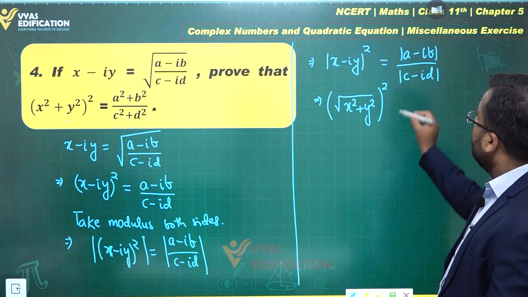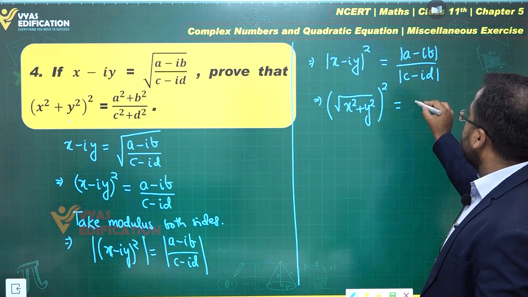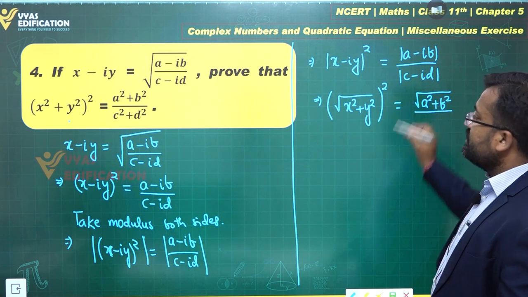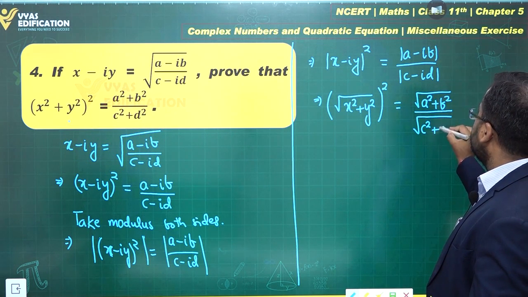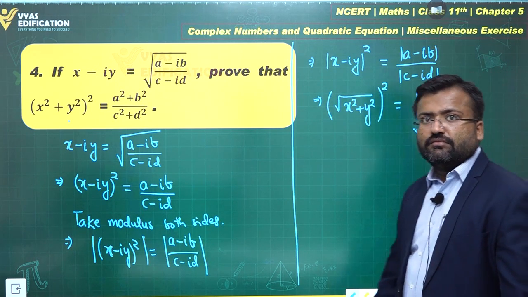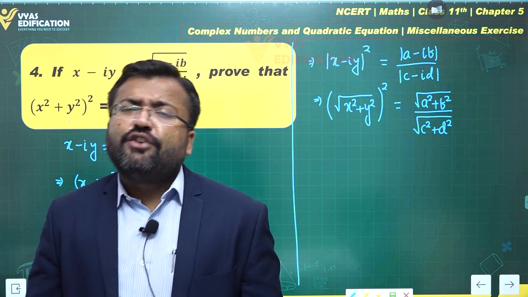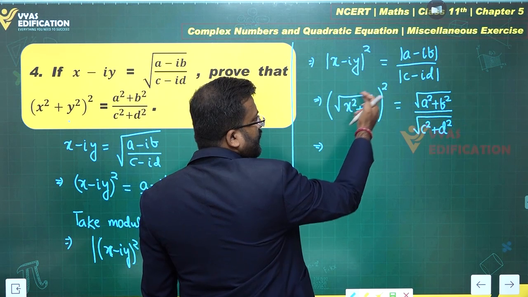Okay, what happens over here is, this is modulus of a minus ib. What is the modulus of a minus ib? That is under root of a square plus b square. What is the modulus of c minus id? That is under root of c square plus d square in the denominator. Okay, this is under root on the right hand side. Why not square both sides? We can square, but let's first square within this.